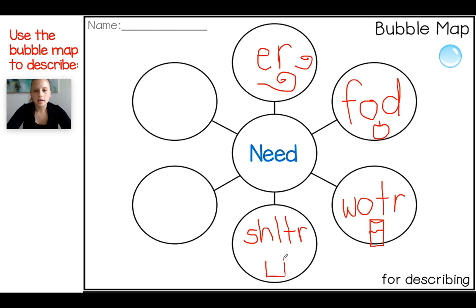We know shelter is a home. And animals have different homes than we do, right? Animals have a different shelter than us. Animals have a different shelter than each other. So I did a little shelter. That's my shelter, a house or an apartment. Good. Let's think of something else we need.